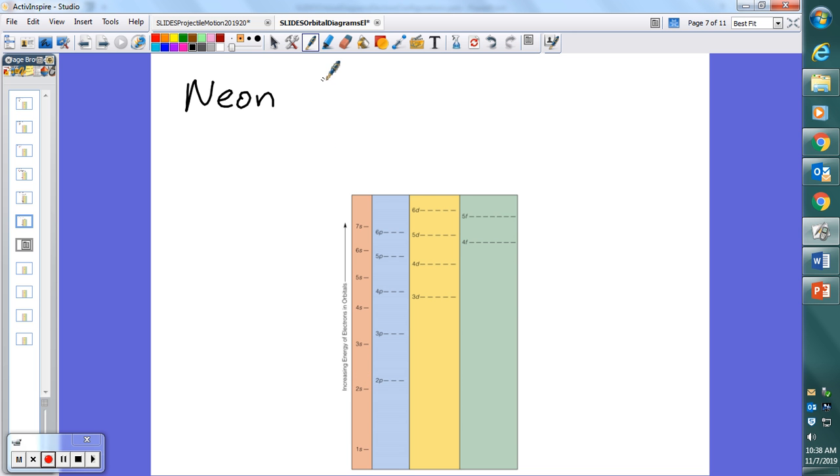Now, the next one at the bottom of the page, which would actually be right above this, that's neon. Neon has 10 electrons, right? I'd go here first, 1s. I'd go here second, 2s. And then the next set of orbitals that I come across are 2p.